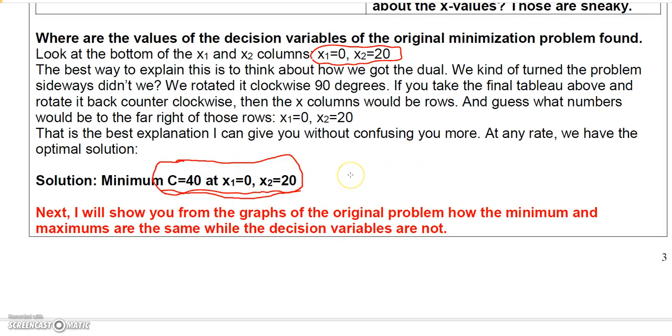So that's all I'll do here. I'm going to do another example on the next video. So I'll show you another example of solving a standard minimization problem by using the dual method on the next video.